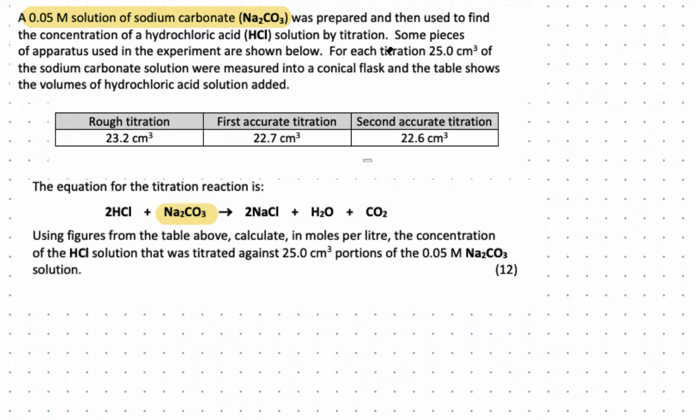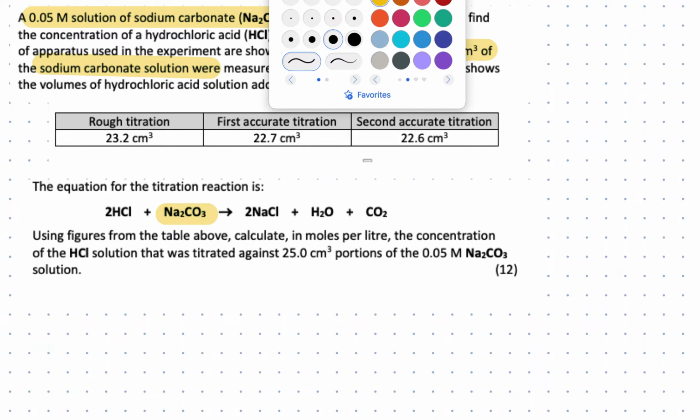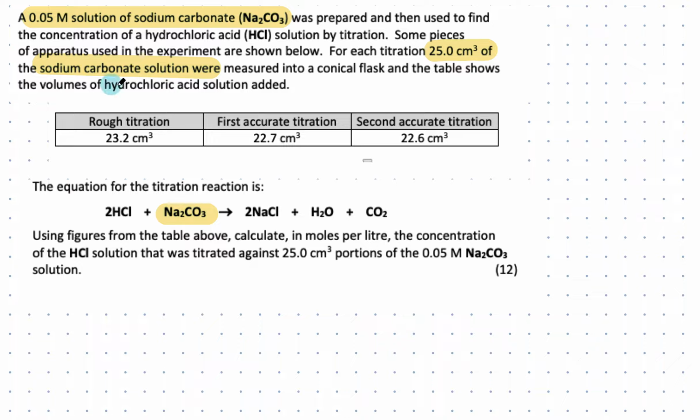For each titration, 25 centimetres cubed of the sodium carbonate solution was measured. So anything that's got to do with the sodium carbonate, I'm highlighting here in yellow to keep all of that information together. They were measured into a conical flask, and the table shows the volumes of hydrochloric acid. Okay, so I'm going to change highlighter colour here. I'm going to be looking at hydrochloric acid. What do we know about that?